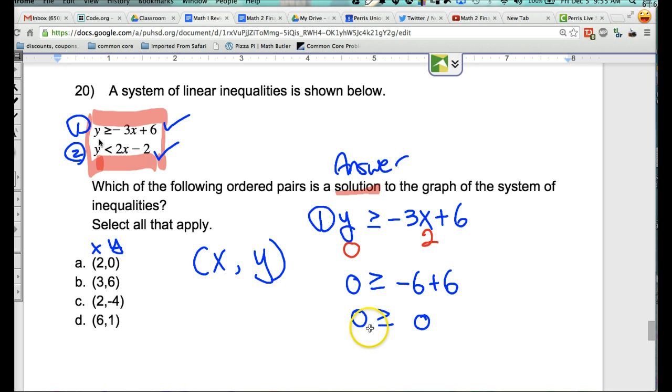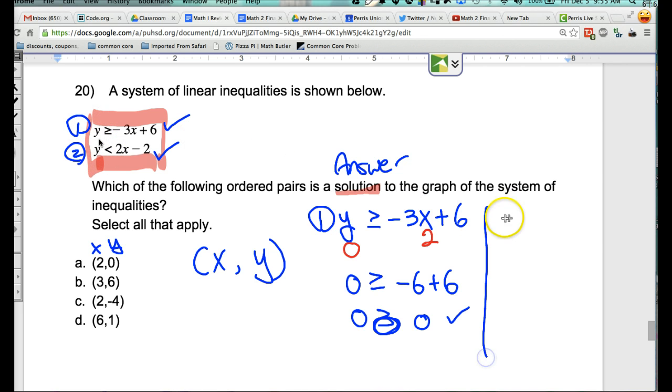So let me ask you something. Is 0 equal to or greater than 0? Yes, it is. Because don't forget, we have the equal sign right here. So yeah, 0 is not greater than 0, but it says equal to or greater than. Is 0 equal to 0? Yes. So option A is going to be the answer for what? Equation number 1. But just because it's the answer for equation number 1 doesn't mean that's the answer. Okay? We also have to plug it in to the second equation.